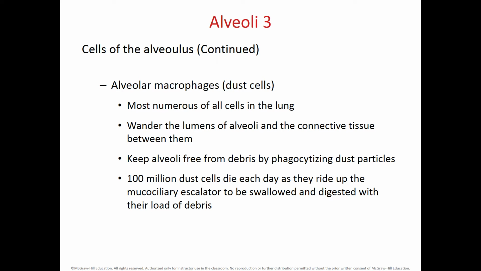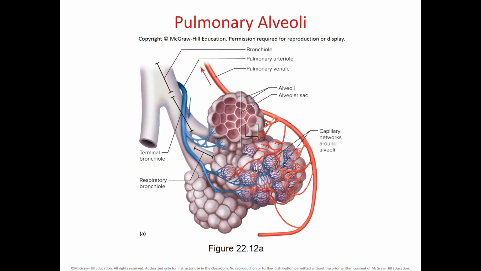Other cells that are found within the alveoli but are not part of the alveolar walls are the macrophages that we call the dust cells, the alveolar macrophages. These are the most numerous of all the cells in the lungs, and they are looking for anything that can be found in the alveoli, like debris or pathogens. We have so many dust cells that about 100 million dust cells die each day, and as they die, they ride up the mucociliary escalator, and they are swallowed and digested with their load of debris.